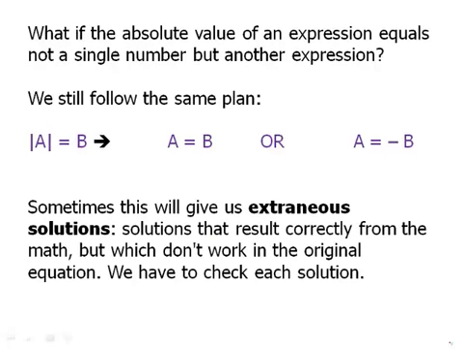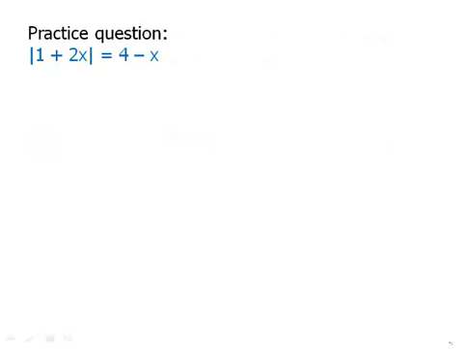Sometimes this will give us extraneous solutions, solutions that result correctly from the math, but which don't work in the original equation. We have to check each solution. So this is an odd thing about absolute value equations, and we'll see this again much later on when we talk about square roots also, that we get extraneous solutions. So that means we have to check our work, check the answers that we find. So here's a practice question. Pause the video, work on this, and then we'll talk about this.